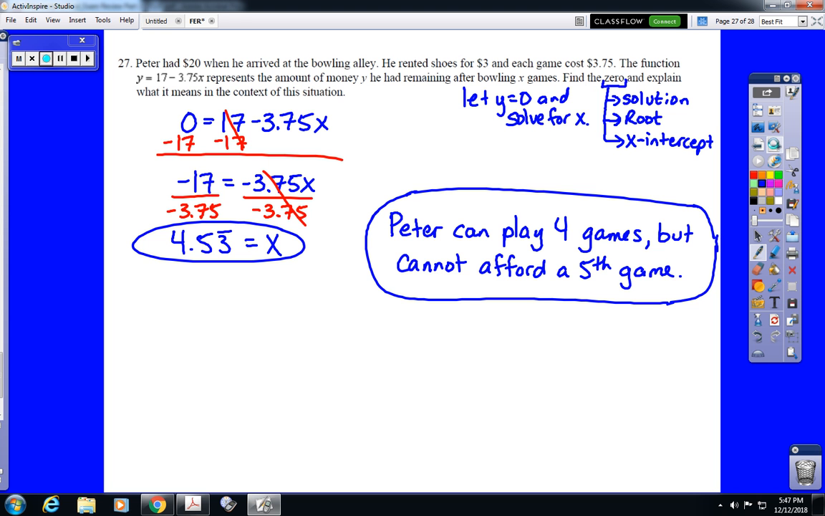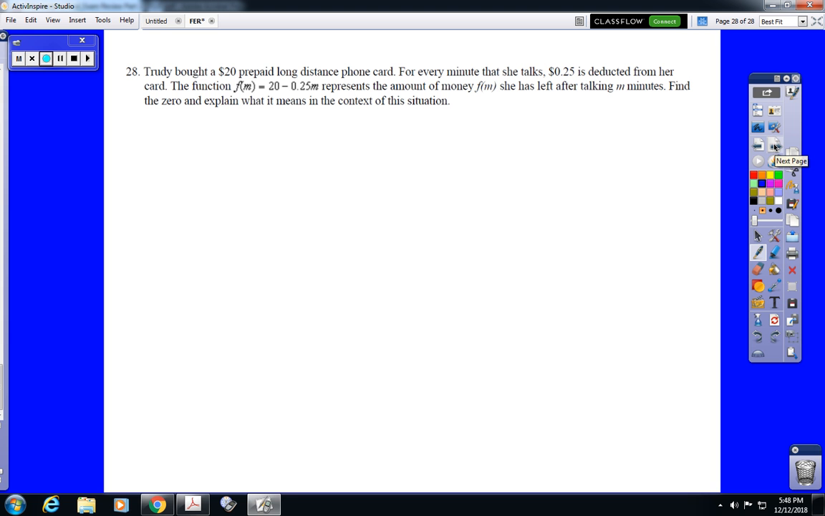Let's do another one. This is the last problem on the page, so this will be the last one on the video. Trudy bought a $20 prepaid long-distance phone card. For every minute that she talks, 25 cents is deducted from her card. The function f of m equals 20 minus 0.25m represents the amount of money f of m she has left after talking m minutes. Find the zero, there's that word again, and explain what it means in the context of the situation.